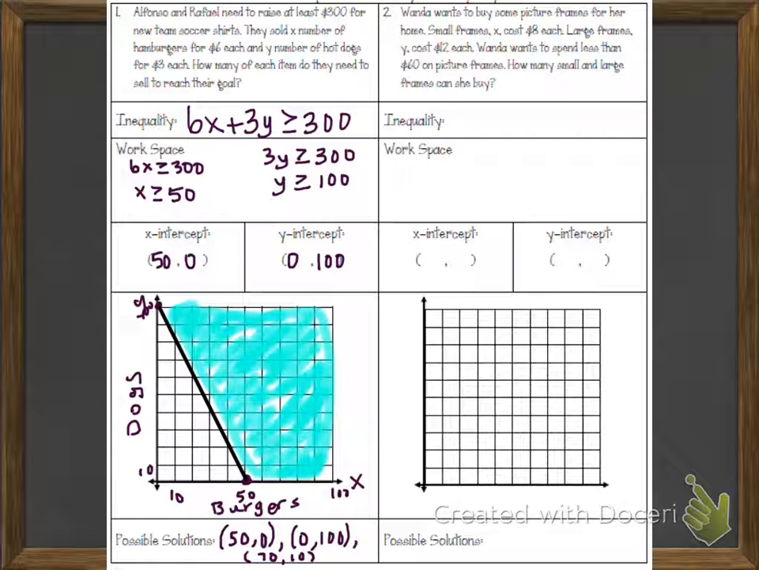So let's look at number 2, and I'm going to work this out with you. Wanda wants to buy some picture frames for her home. Small frames, which we're representing with X, cost $8 each, and large frames, Y, cost $12 each. Wanda wants to spend less than $60 on picture frames. How many small and large frames can she buy? So the first thing we need to do is go ahead and write our inequality.